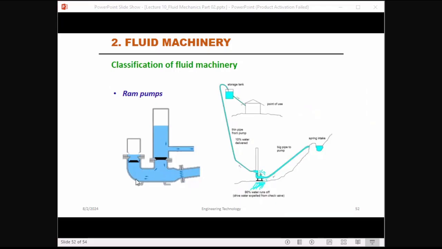Okay, those are the applications. We can see this type of pump in irrigation or water supply, and also in small scale hydropower plants. Okay, these are the applications.